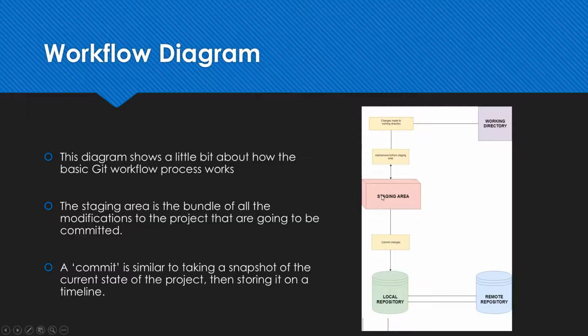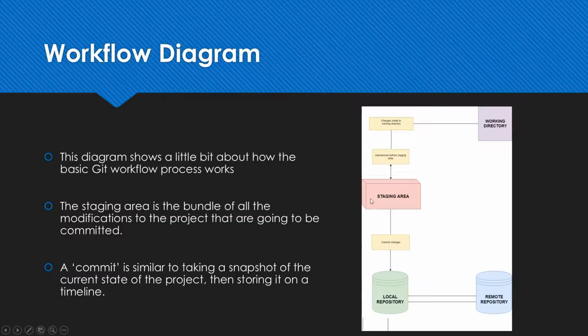So there's this thing before you commit. It's called the staging area, and a commit is just pretty much taking a snapshot and putting it in source control. So we're going to be calling it commit from now on. So before you make your commit, there's this thing called the staging area.